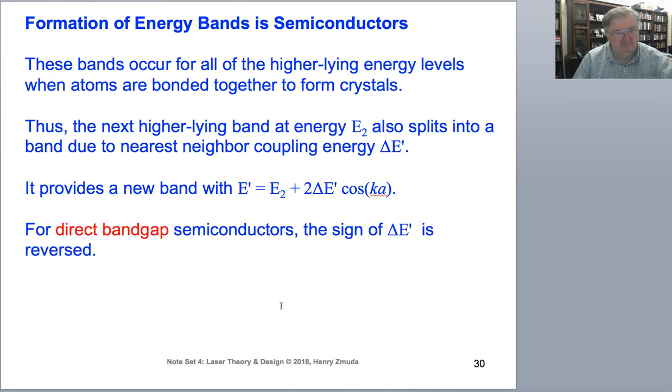E2 is also going to split. E3 is going to split, and so forth. E2 is going to split; we'll call it E prime, which is E2 plus delta E prime cosine Ka. There are two ways this can happen. There are semiconductors called direct bandgap semiconductors and indirect bandgap semiconductors. For direct bandgap semiconductors, the sign for the next band is going to be reversed. This is going to become a minus.